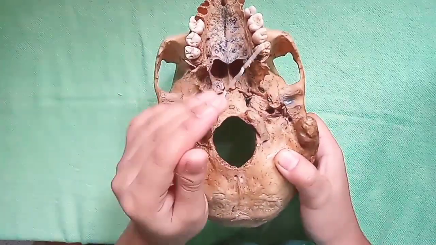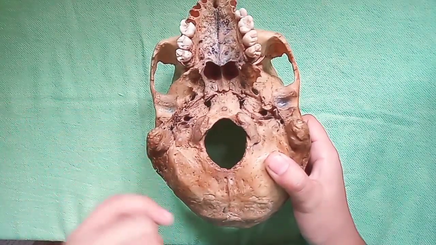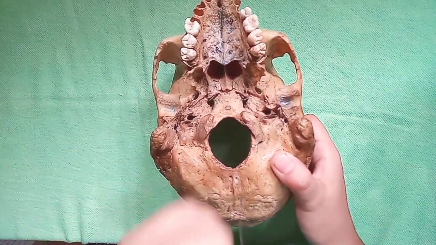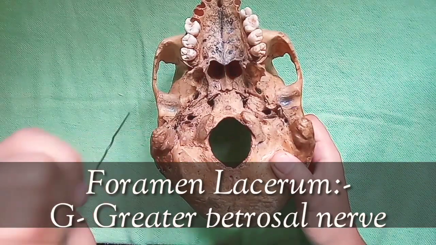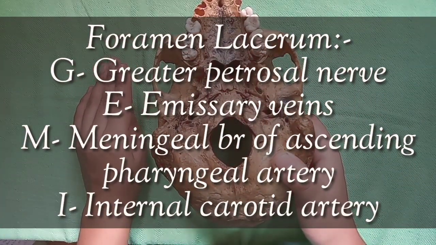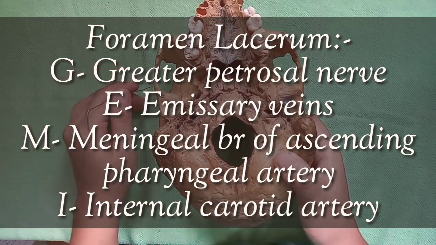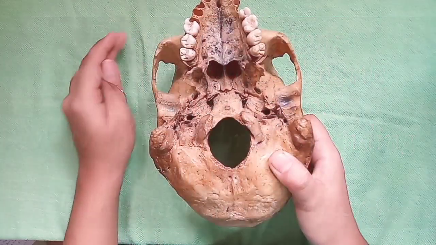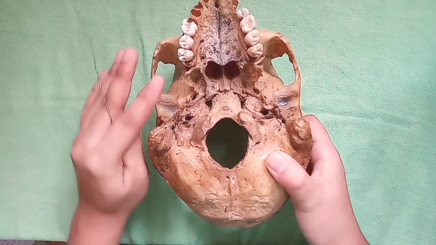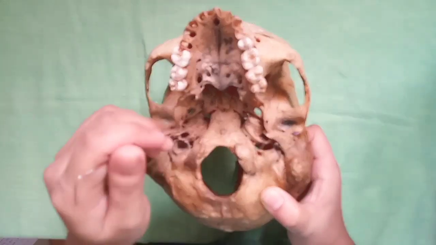which can be remembered by the mnemonic GEMI, G-E-M-I. So here G stands for the greater petrosal nerve, E stands for the emissary veins, M stands for the meningeal branch of ascending pharyngeal artery, and I stands for the internal carotid artery. So these are the four structures which can pass through the foramen lacerum, which is remembered by the mnemonic GEMI.